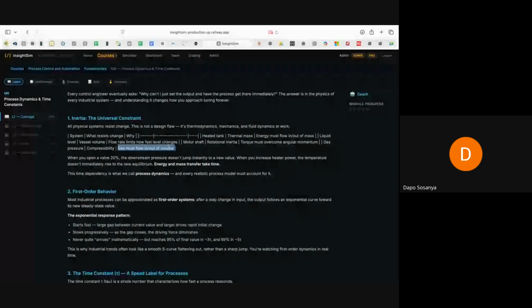All right. So when you open a valve 20%, the downstream pressure doesn't jump up instantly to a new value. When you increase heater power, the temperature doesn't immediately rise to the new equilibrium. Energy and mass transfer take time. I mean, this is just basic physics, O-level physics.